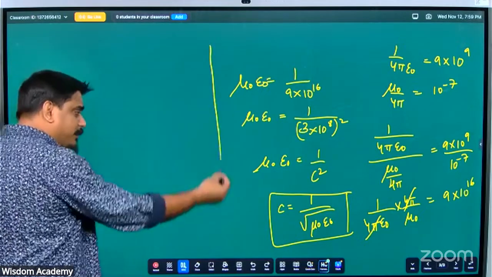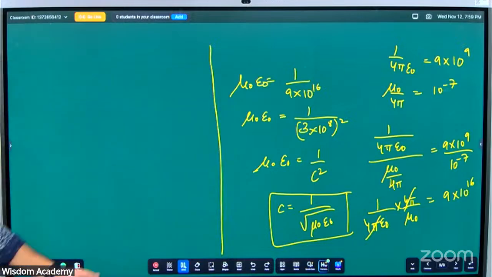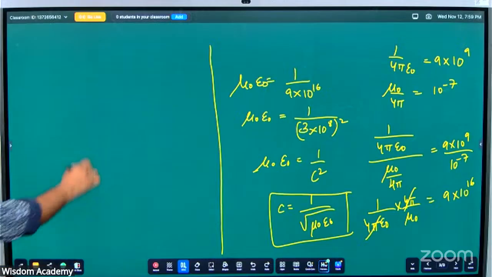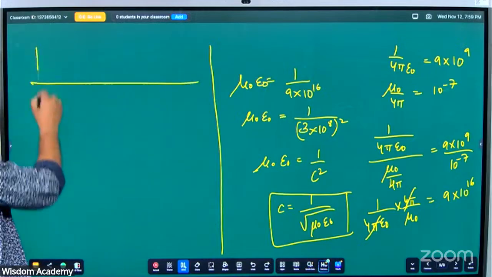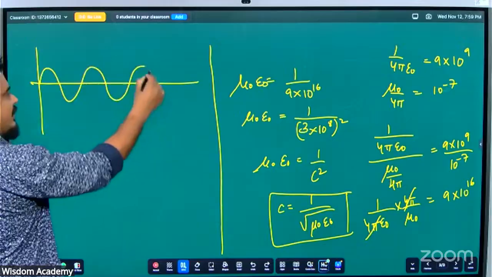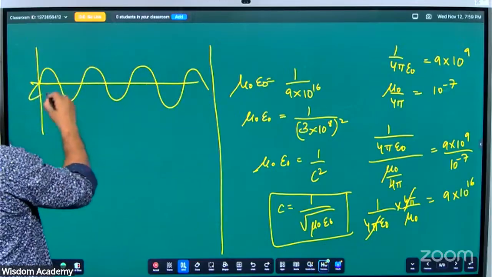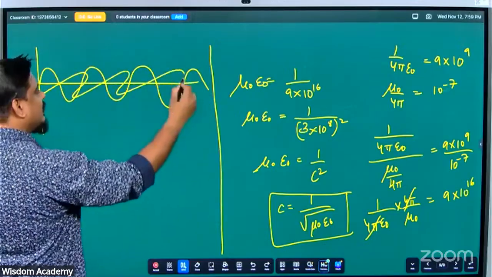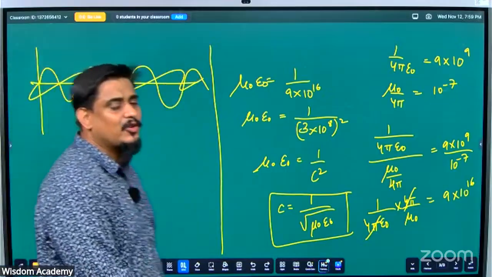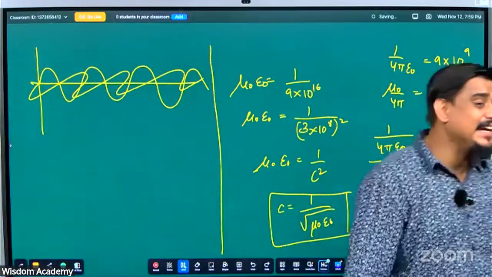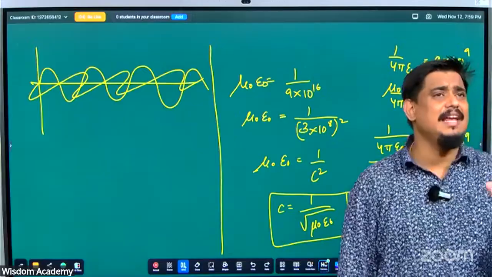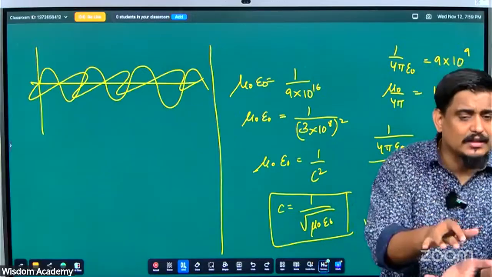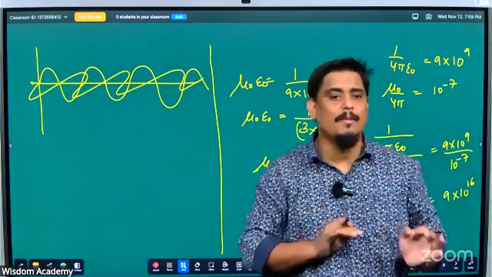Then another type of question which comes in the board examination is: draw the electromagnetic wave. Most simple question. If they ask you to draw the electromagnetic wave, you must know that I will draw the electric field, and I will draw the magnetic field. This gives me the electromagnetic wave. That is, oscillating electric field and oscillating magnetic field together give you the electromagnetic wave.